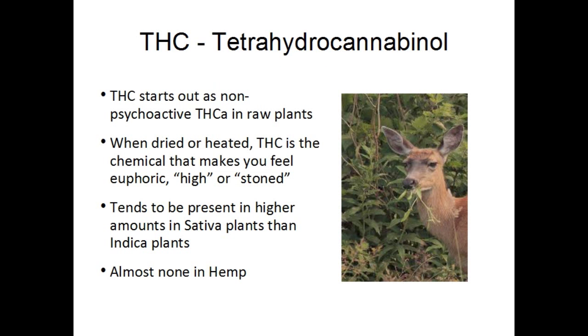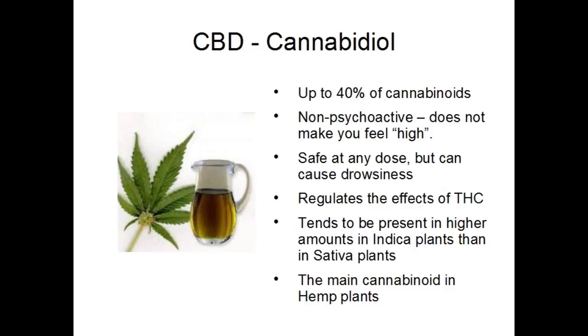THC, tetrahydrocannabinol. THC starts out as non-psychoactive THCA in raw plants. When dried or heated, THC is the chemical that makes you feel giggly, euphoric, high, or stoned. It tends to be present in higher amounts in sativa plants than in indica plants, and there's almost none in cannabis hemp. CBD, cannabidiol. Up to 40% of cannabinoids in any medical marijuana plant are cannabidiol.